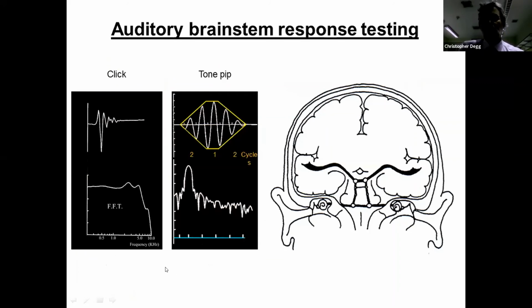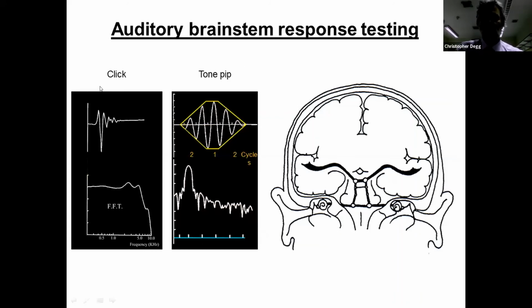Now, if a patient, we want to test the pathway up to the top of the brainstem level, we can use an auditory brainstem response. And we also use this test for any babies that don't pass the hearing screen. So a baby that's born with a high risk factor of hearing loss will have the otoacoustic emission and this test, the screening version. Any babies that refer from the screen will have diagnostic versions of these tests.